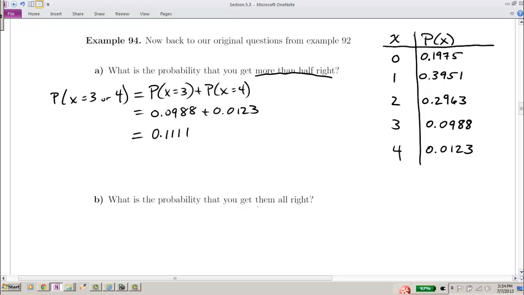In part B, what's the probability we get them all right? Well, this is just the probability that x is 4. And we computed that to be 0.0123. So pretty small, a little over a 1% chance of getting them all right.